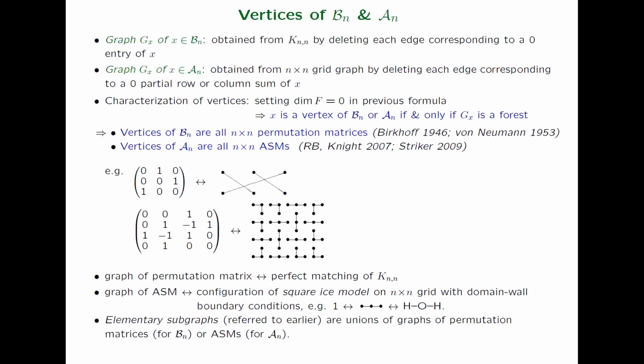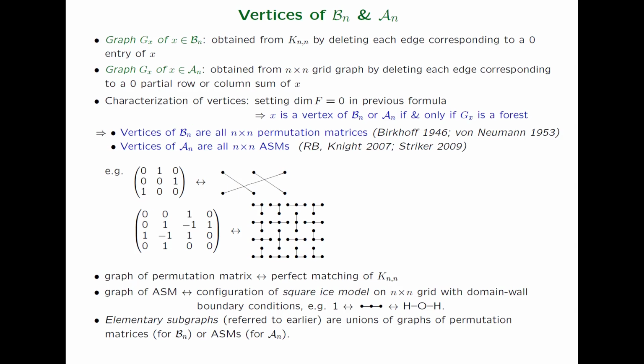The next item on the agenda was to characterize the vertices, which we can fairly easily do now with the machinery we've developed on the previous slide. The graph of a point X in Bn or An is defined in a very similar way to the definition of the graph of an entire face. So we're effectively just looking for faces which contain just a single point. So in other words, vertices.